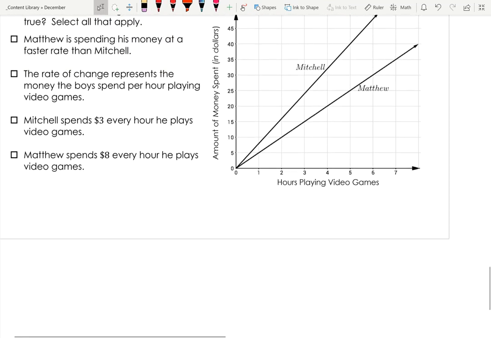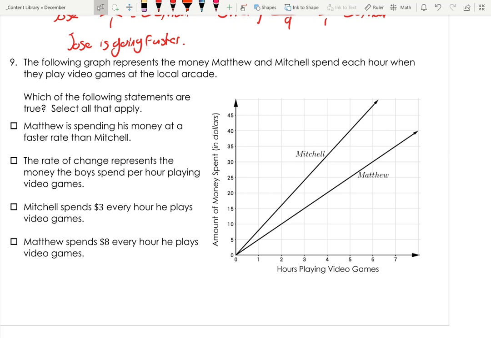All right, one more question. The following graph represents the money Matthew and Mitchell spend each hour when they play video games at the local arcade. Which of the following statements are true? Select all that apply. So we have Mitchell's and we have Matthew. Okay, so Matthew is spending his money at a faster rate than Mitchell. That is not true because you can see that Matthew's line is less steep than Mitchell's line. Mitchell's line is much steeper.